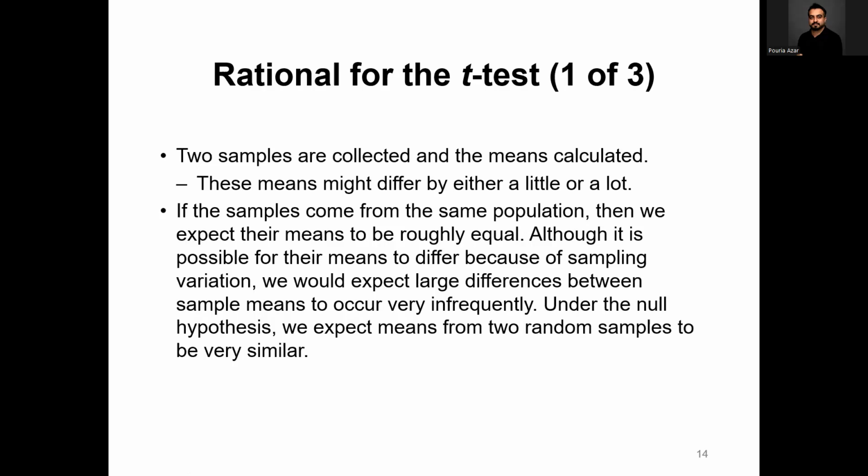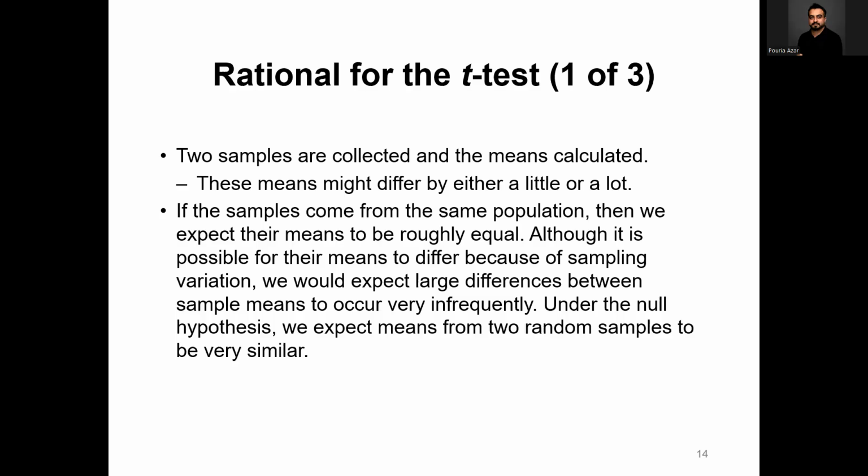So the rationale for the t-tests. I have two samples, like male, female, diabetes, not diabetes, or sick, healthy, given an invisibility cloak or not given an invisibility cloak. Those are two different samples. Those are two independent samples which are collected and the means calculated. So those means can differ by either a little or a lot.